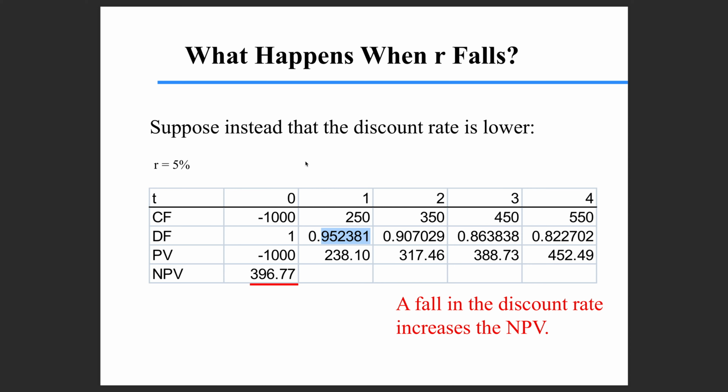And like that for each cash flow in this example, so you can see that the net present value increased. It increased to $396.77. So the fall in the discount rate increases net present value. This is not surprising if we look at the equation which defines net present value.